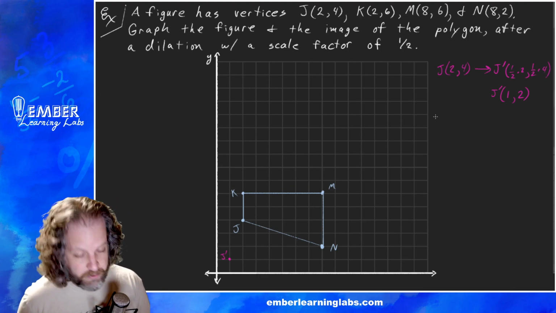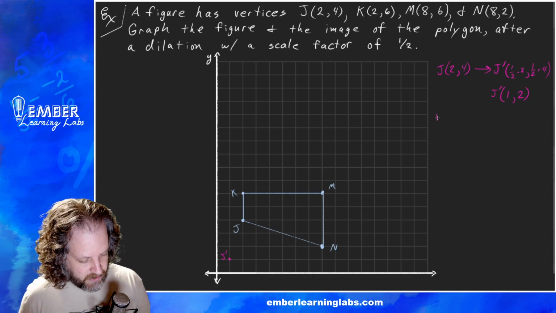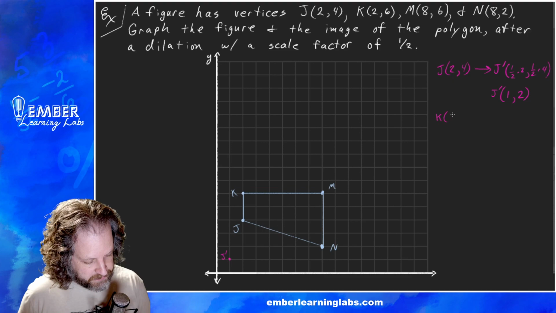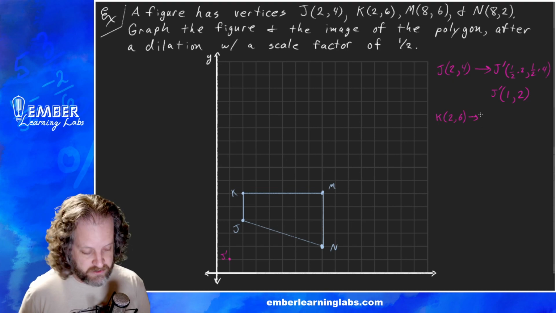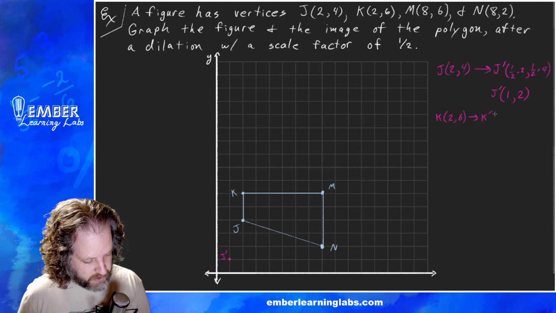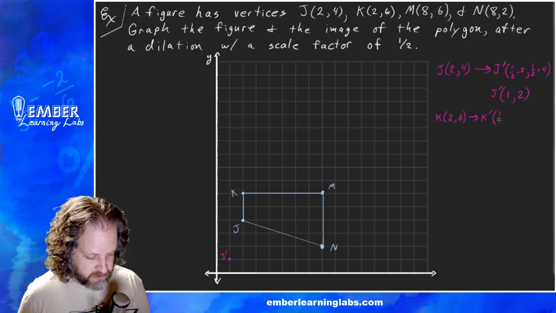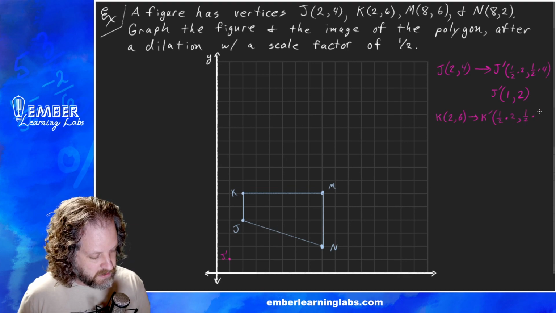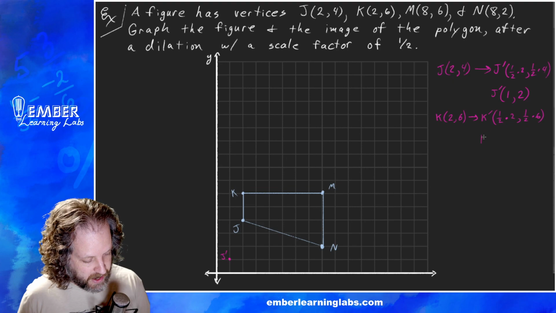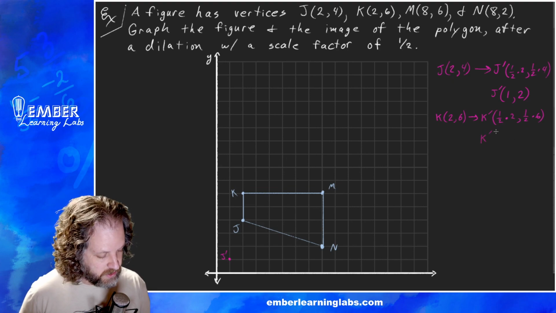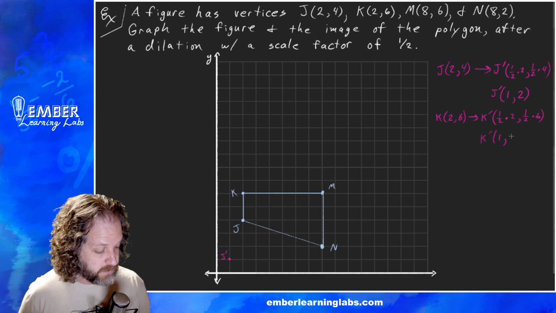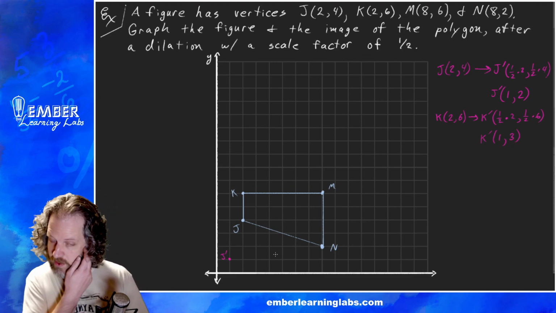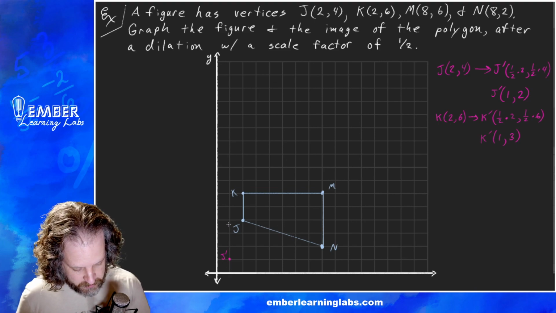Let's do K prime. K prime, we're going to do the same way. We're just going to multiply its parts times the scale factor. So if K is 2, 6, to translate that into K prime, we just multiply by the scale factor. So 1/2 times 2 and 1/2 times 6. What's 1/2 times 2? We already know that that's 1. And what's 1/2 times 6? That's 3, right? So we're going to go over 1 up 1, 2, 3. And we're going to label that as K prime.